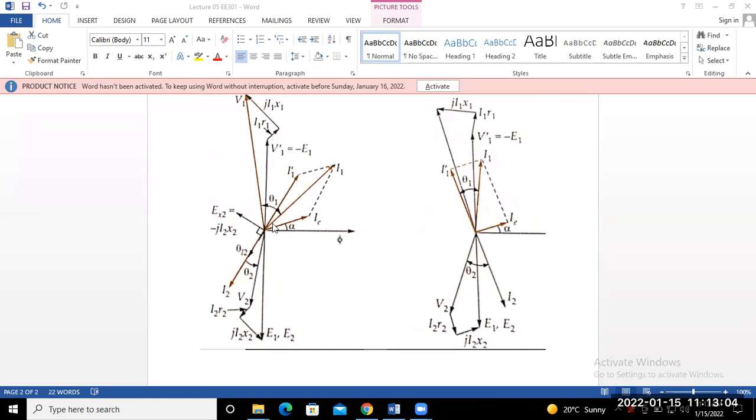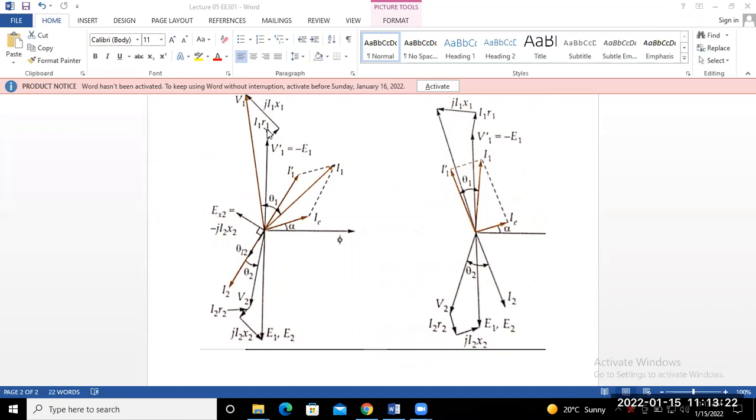So I1 is the current along this phase. You have to draw a line parallel to this current I1, that is the I1 R1 drop, and at 90 degrees to this one is your I1 X1. That means the voltage drop due to the reactance of the primary coil.